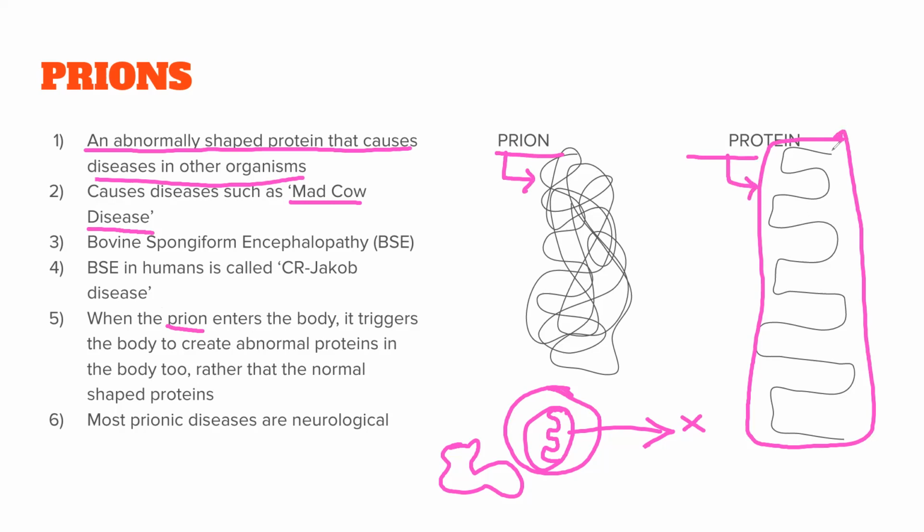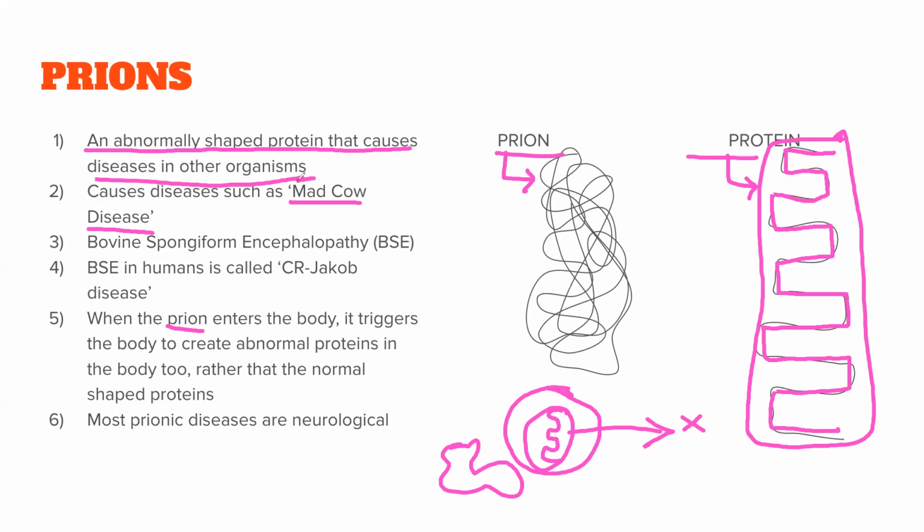So what happens here is that your normal protein has a regular shape. It's following some sort of pattern. All polymers follow some sort of pattern. They have repeating units. So this one is properly shaped, and this is a body protein. It's somewhere in the body.